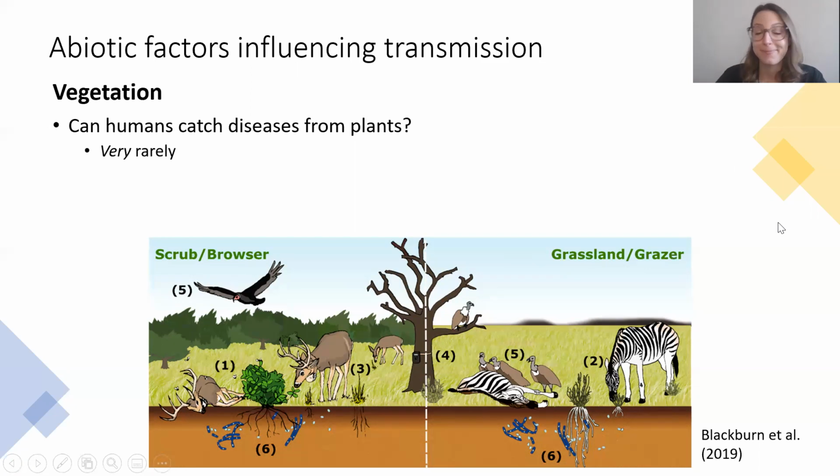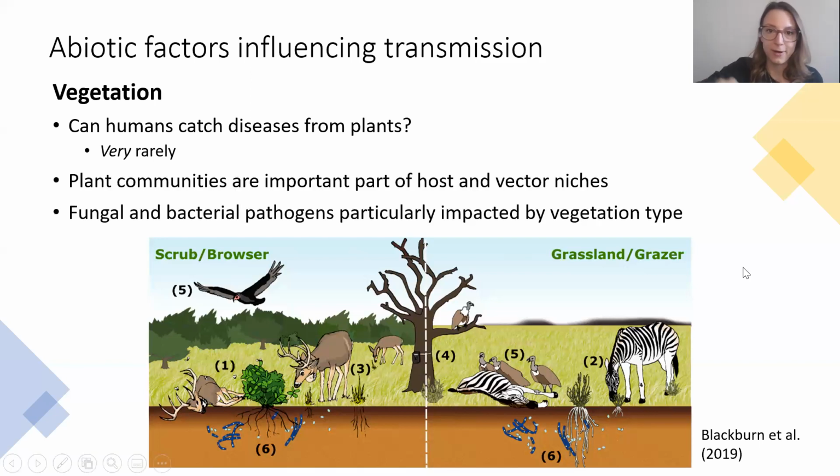Yeah. So very rarely, and this is because humans do have a very different set of genes compared to plants, whereas we are much more similar to animals. So that's why it's possible for pathogens to jump from animal to animal, but less likely for them to jump from plants to animals like humans. But this isn't to say that vegetation isn't important, because as we know, vegetation can really influence the spread of species. Vegetation is a really important factor that influences the niche of a particular species. So plant communities are really important in terms of where pathogens might be found because of the ecosystem that they are a part of. And so things like fungus, bacteria, those are particularly impacted by a vegetation type.